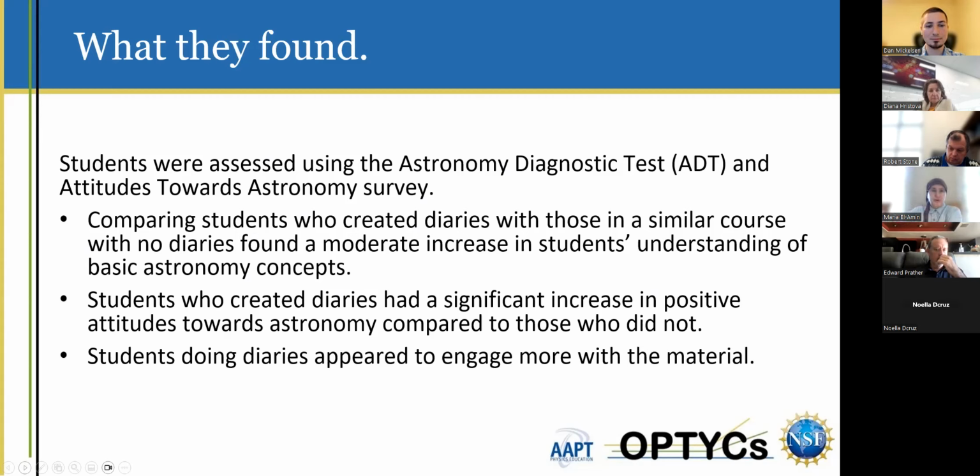Using these two instruments, they compared students who created these diaries with those in a similar course with no diaries. And they did find a moderate increase in students' understanding of basic astronomy concepts. But they did find a very significant increase in positive attitudes towards astronomy for the students who did these diaries as compared to those that did not. And the students who did these diaries appeared to engage more with the material.